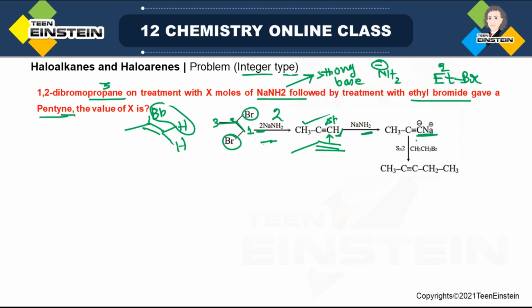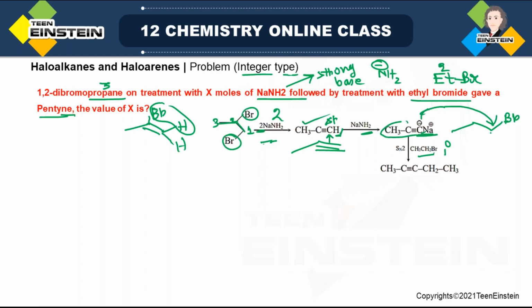So CH3 C triple bond C minus, and finally, as it is written in the question, it is treated with ethyl bromide. That means ethyl bromide is this molecule. So this negative charge, that is CH3 C triple bond C minus, is now behaving as a nucleophile and it will attack here. And this is SN2 mechanism because this is a 1 degree alkyl halide, and we know for 1 degree, SN2 is favored.